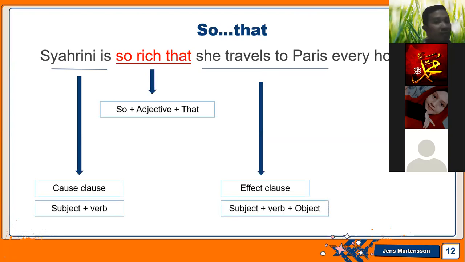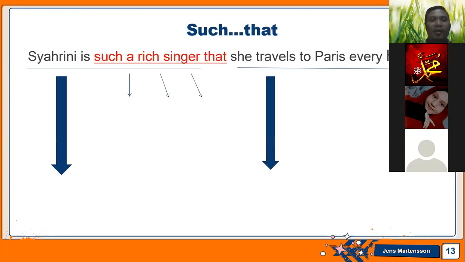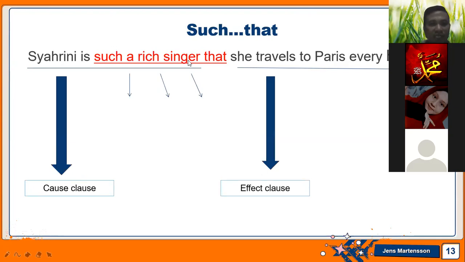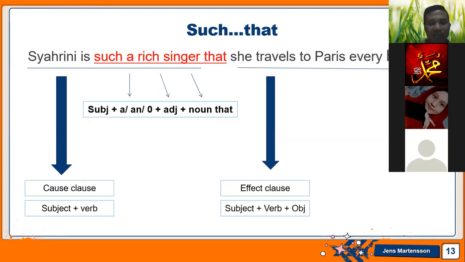Subject and verb, subject, verb, or we can add an object too. How about such and that? Here, same. Syahrini is such a rich singer. She traveled to Paris every day is the effect clause. Okay, subject and verb, subject, verb.